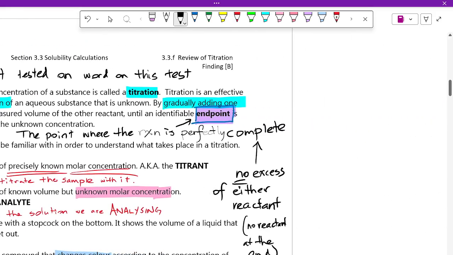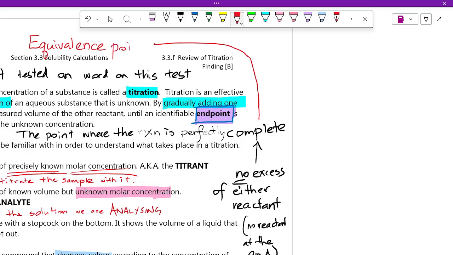The point where the reaction is perfectly complete is not the end point. The point where the reaction is perfectly complete is called the equivalence point. I'm so sorry.